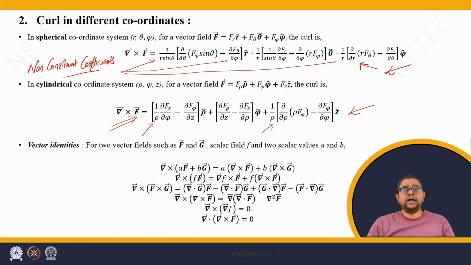Next, we look at various vector identities which are important to understand and interpret geophysical fields. The first vector identity indicates that the curl of the linear combination of two fields f and g is equal to the linear combination of the curl of the vector fields.